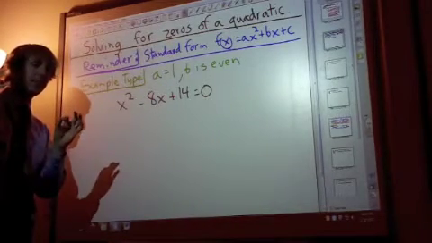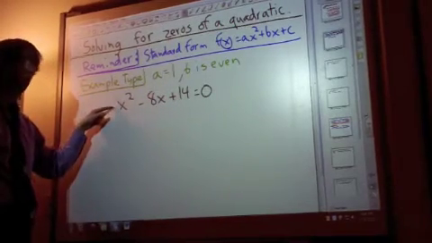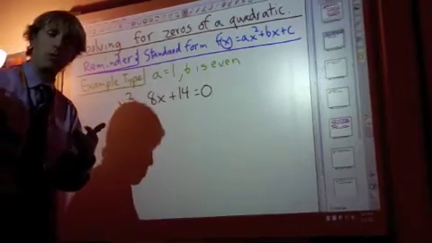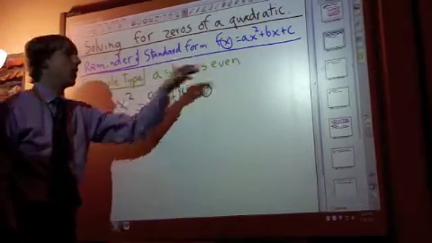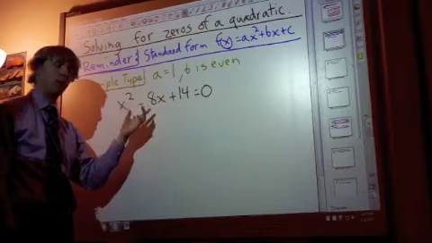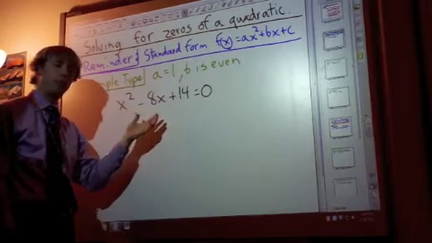That is the easiest type. You don't have to worry about anything. It's a 1 in front, kind of similar to when you factor. And then I'm also going to show you where b is even. So here, I'm going to have a is 1, b is even.